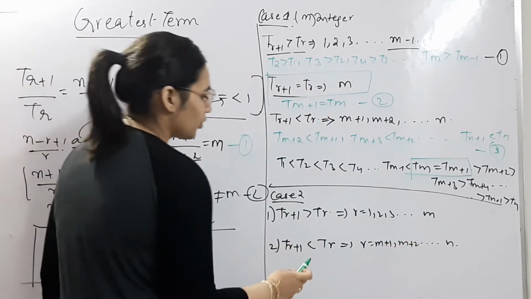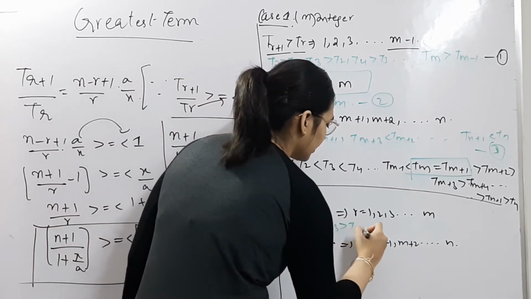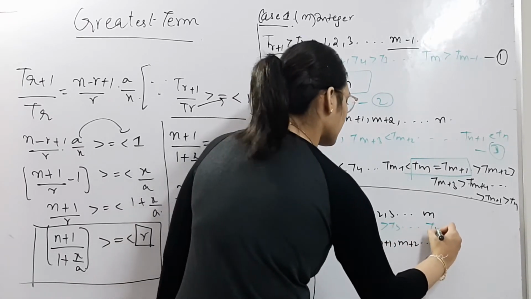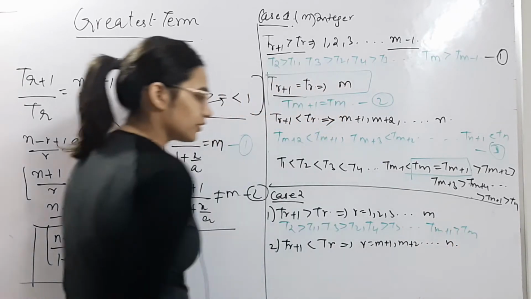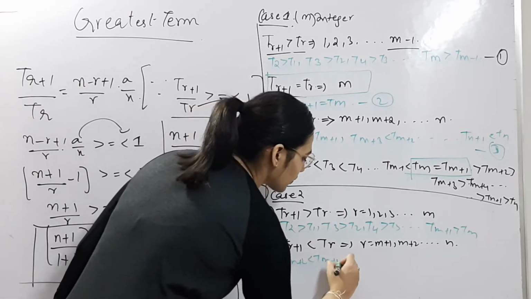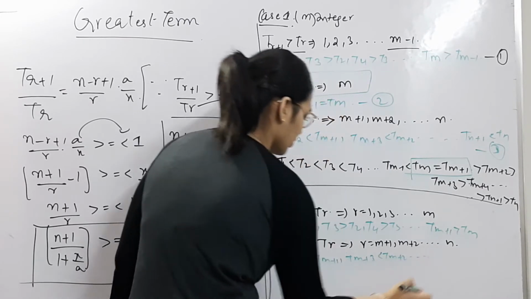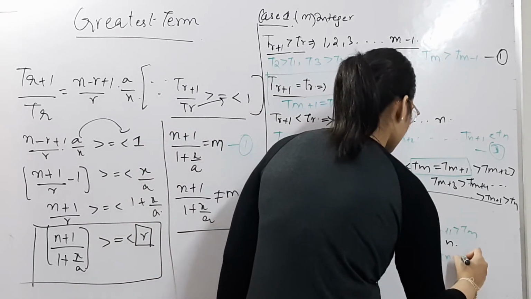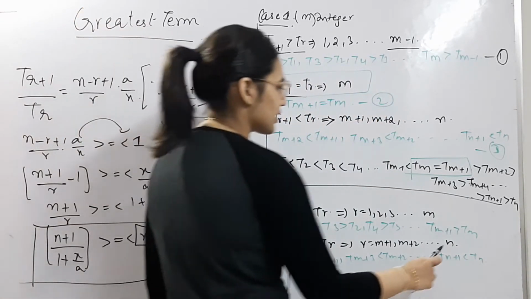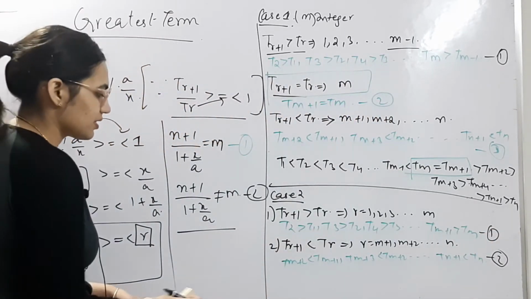Right. And now what do we get? Substitute the values. We get T2 greater than T1, T3 greater than T2, T4 greater than T3, and so on up to Tm plus 1 is greater than Tm. Okay, and what do we get here? We get Tm plus 2 is less than Tm plus 1, Tm plus 3 is less than Tm plus 2 and so on, and we get Tn plus 1 is less than Tn. Okay, so now consider this as equation 1 and equation 2. Now, what happens in this case?